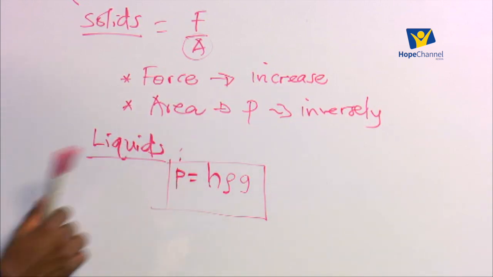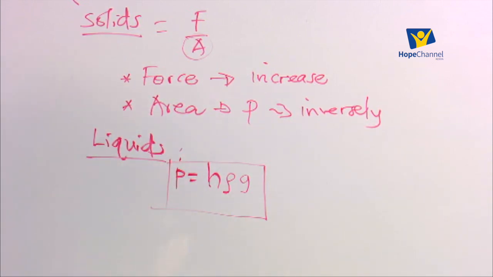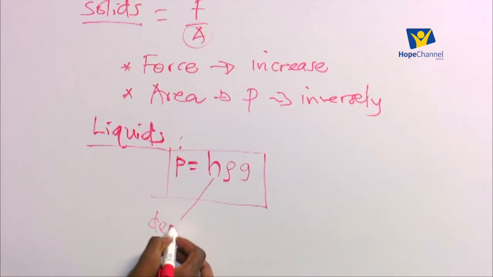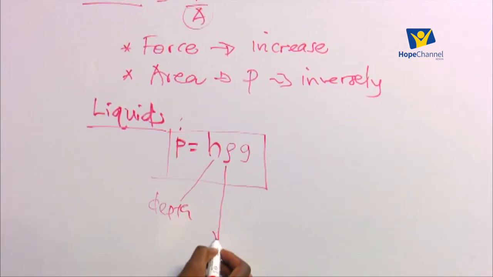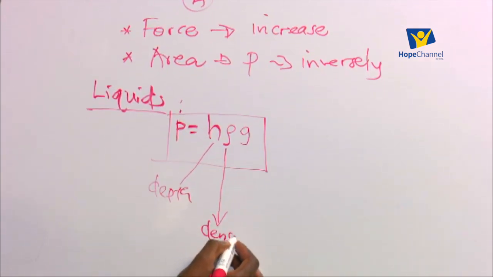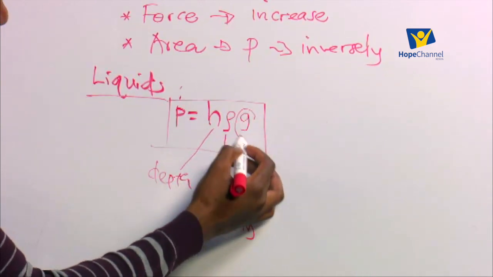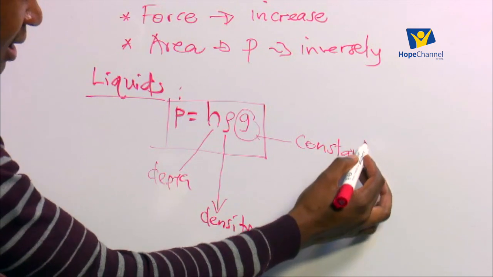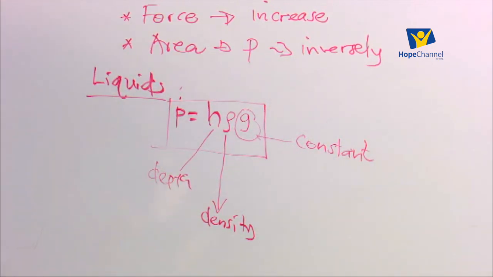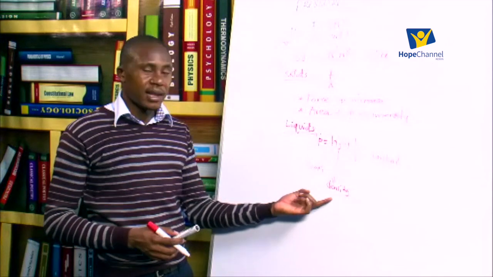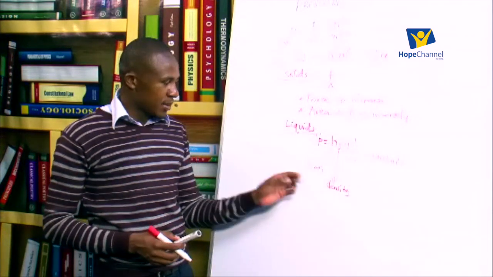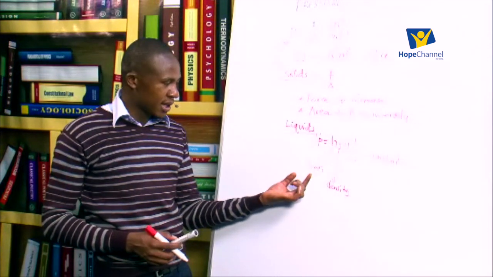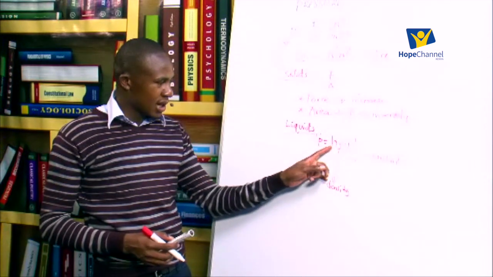From this formula, we can safely say that the pressure in the liquids depends on the depth, and number two, on the density. But we do not really say it depends on the gravitational force, because gravitational force is a constant, and so the only things which we can vary for the liquids are the depth of the liquid and the density of the liquid. How can we change the depth of the liquid? We can increase the amount of the liquid in a given container or in a given reservoir. When that increases, the pressure also increases.